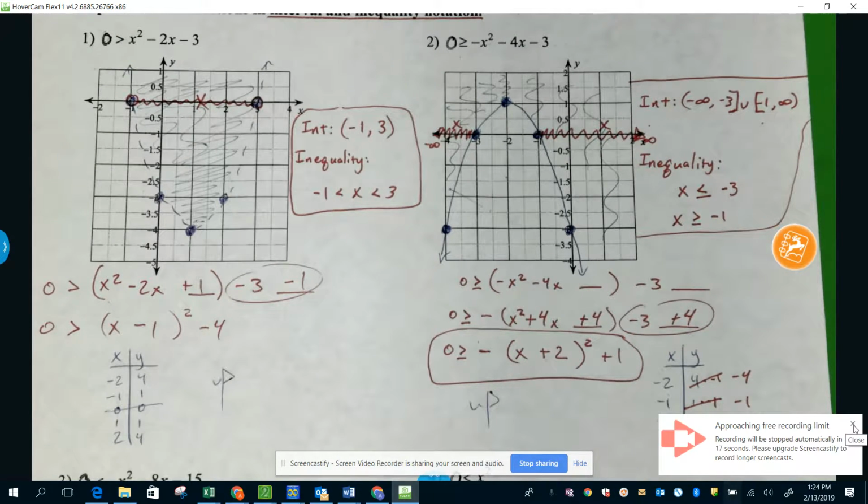In the next video, we'll do the same thing, except we won't write it in the vertex form. We will leave it in standard form, and we'll use our negative b over 2a in order to graph our vertex and graph our quadratics.